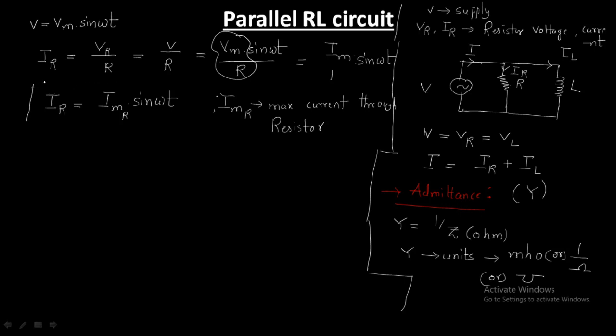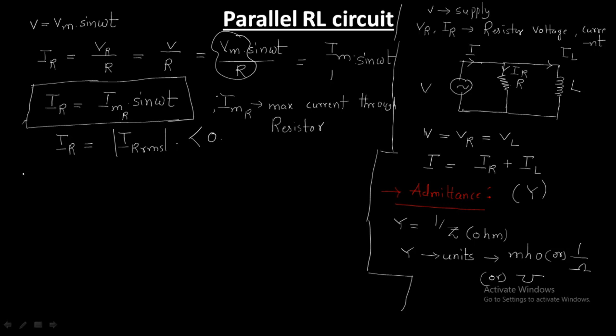This is the first thing, current flowing through the resistor. We can write it in the polar form also: current flowing through the resistor equals the current RMS value magnitude at an angle of 0 simply. Next we will discuss the IL.